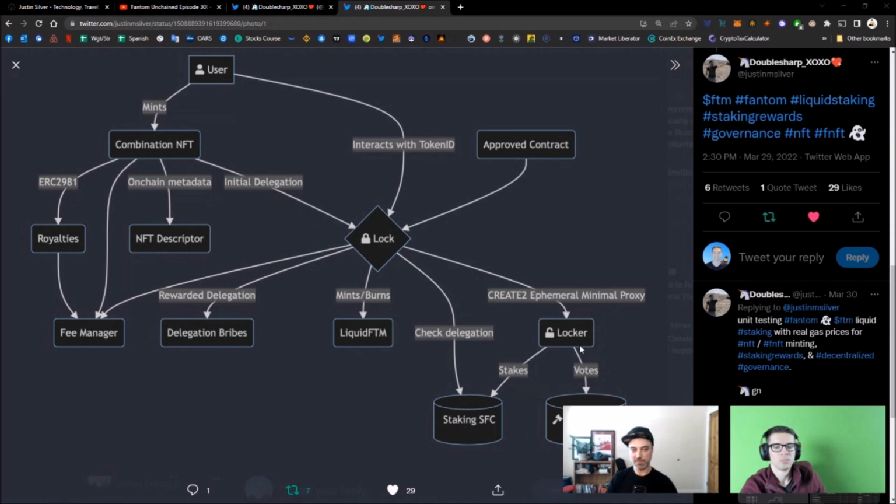So there is going to be some pricing calculations to figure out when a position is better than others to acquire. But that's like one part of the liquid part of this. And then the second liquid part of it is in the middle there, the liquid FTM.